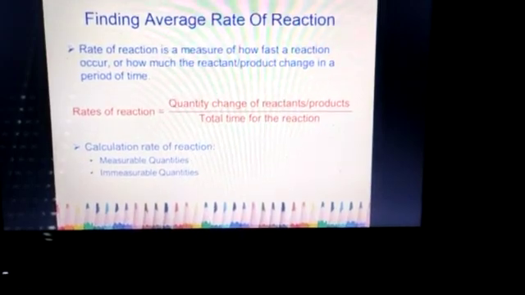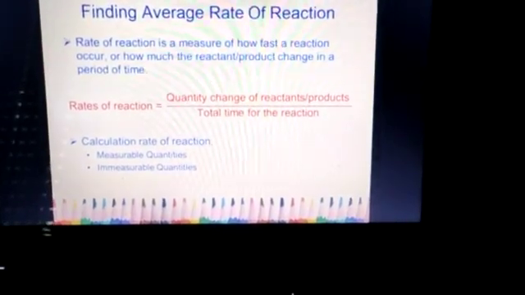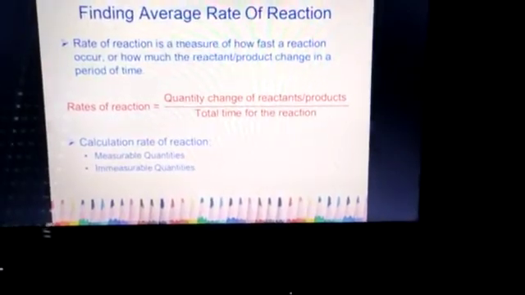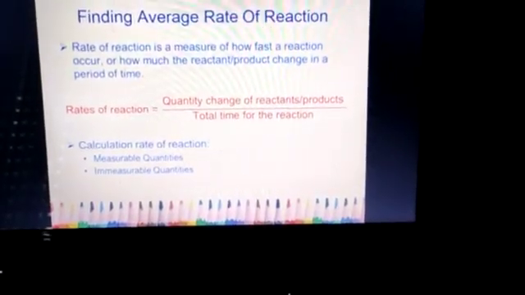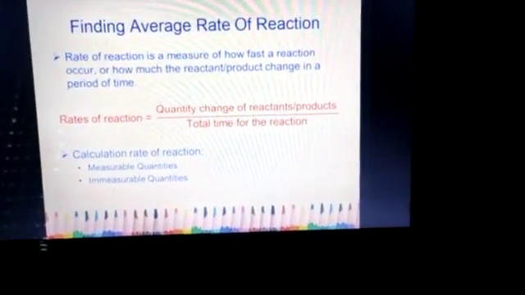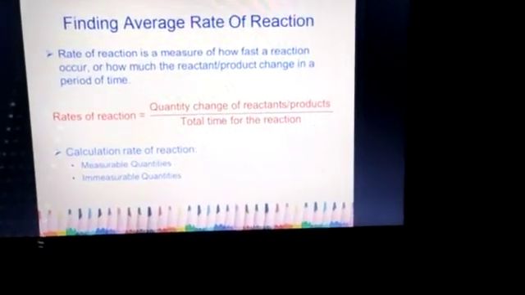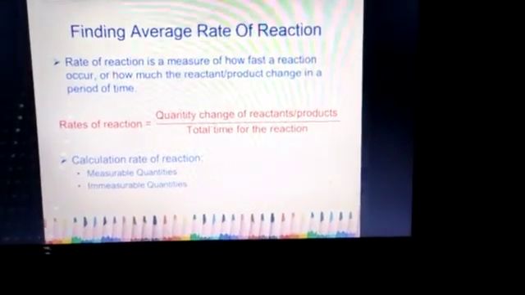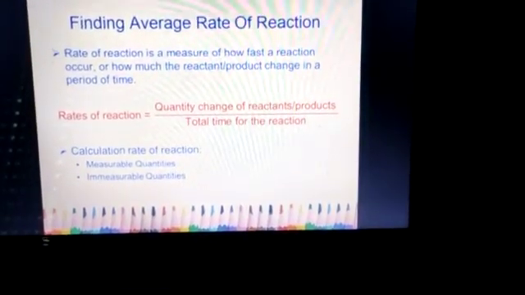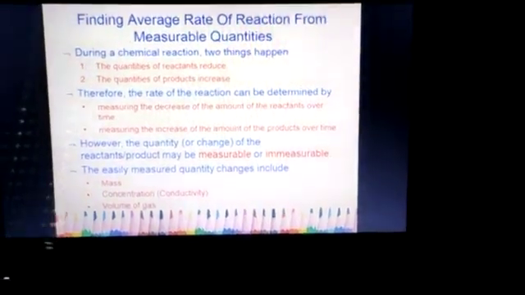The rate of reaction is a measure of how fast a reaction occurs or how much a reactant or product changes in a period of time. The rate of reaction is equal to the quantity change of reactants or products over the total time of the reaction. The calculation of the reaction involves measurable quantities and immeasurable quantities.